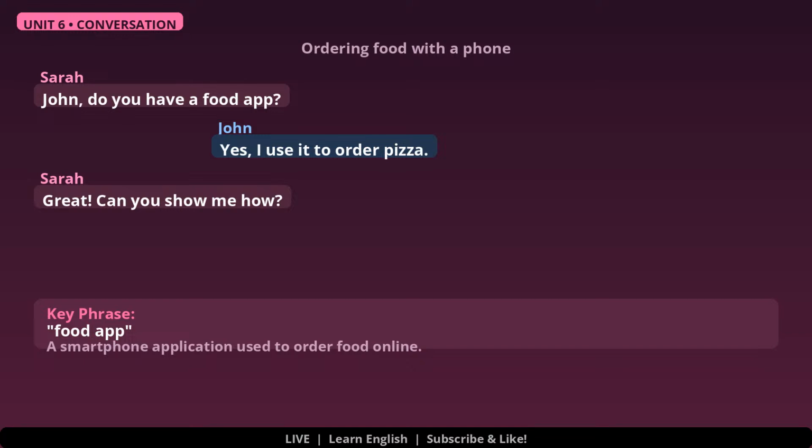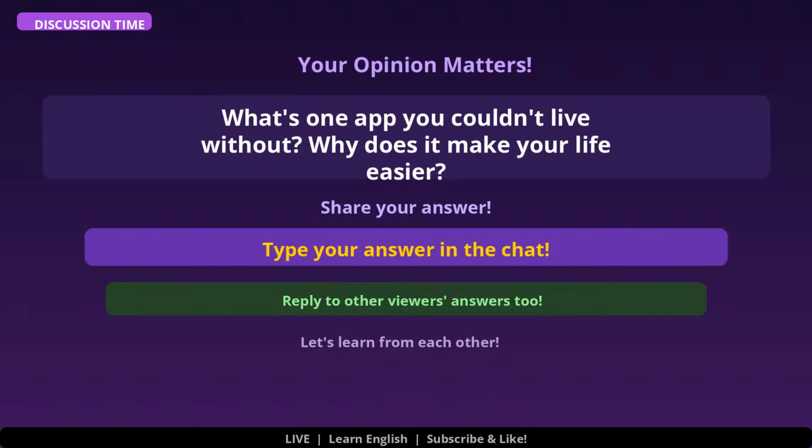The key phrase is food app. It means a smartphone application used to order food online. Here's something to think about. What's one app you couldn't live without? Why does it make your life easier? Share your answer. Share your thoughts with the community.